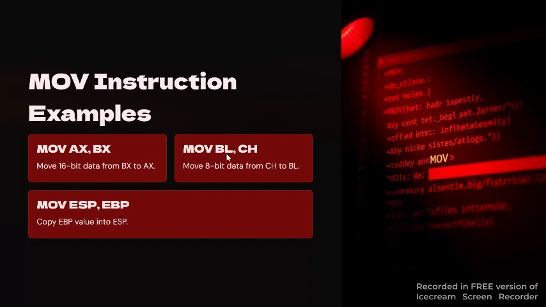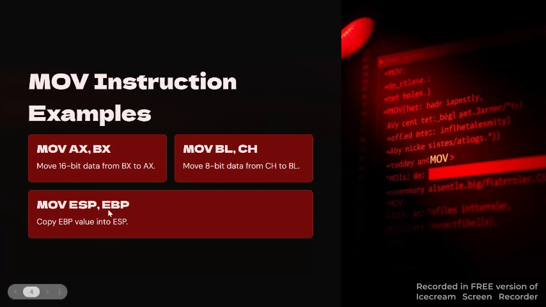Then second example is move BL comma CH. So the basic syntax for the instruction is that first we have to write opcode move, then we have to write destination comma, then we have to write source. So here source is CH. So what is CH? CH is the counter higher bit register, and BL is the lower bit base register. So it will just move 8-bit data from CH to BL.